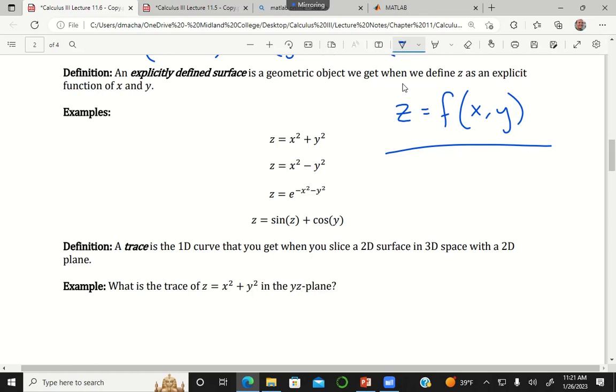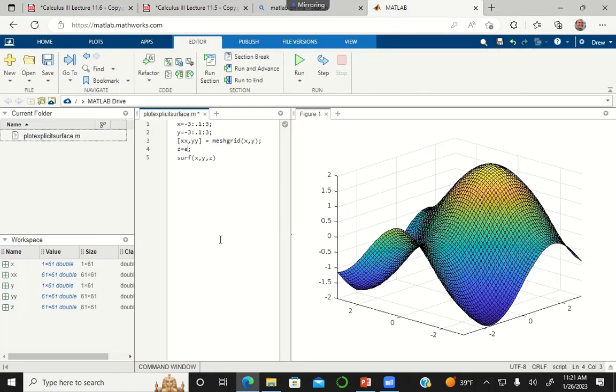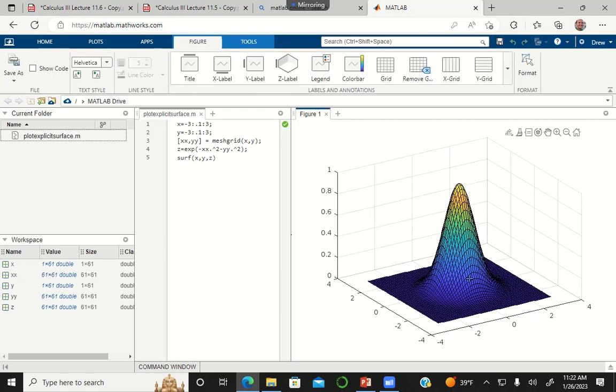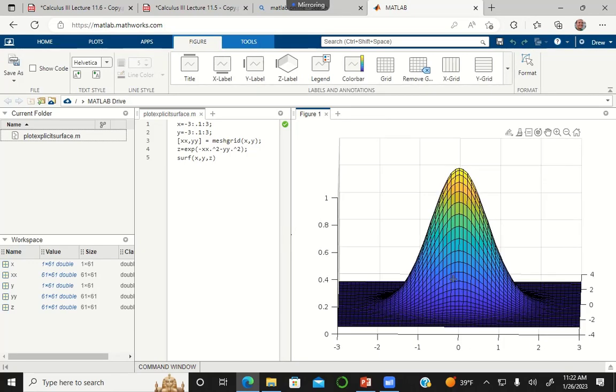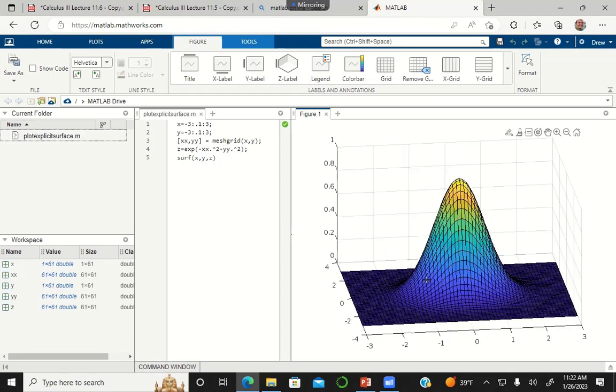So let me just graph a few of these for you. Let's look at this one that says z equals e to the power negative x squared minus y squared. I'll try to do that here. Okay, so this graph of e to the power negative x squared minus y squared looks like this. It's kind of like a three-dimensional normal distribution, like a bell. It's a nice bell shape.